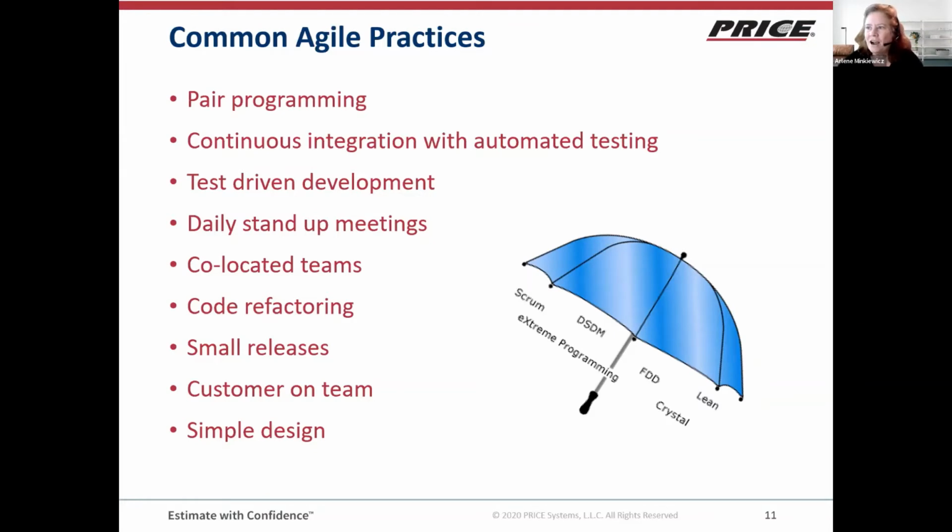face-to-face meetings. Teams are often co-located. Refactoring is an important part of it: if you touch code, make it better than it was when you got there. Releases are small. The customer interacts regularly with the team. And simplicity is a common Agile practice.